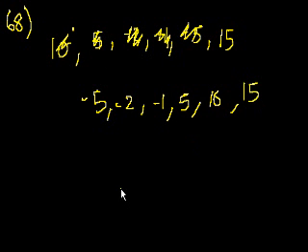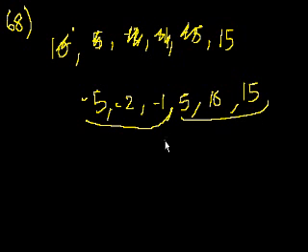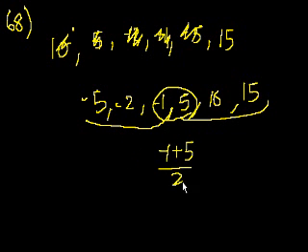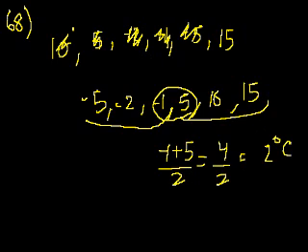So the median, so this is interesting about median. If there is no true middle number, right? You have 3 on this side of negative 1 and less, and you have 3 on that side. So there's no middle number because we have an even number of numbers. So what you want to do is you take the two middle numbers, which are negative 1 and 5, and you average them. So negative 1 plus 5 over 2, which is equal to 4 over 2, which is equal to 2. 2 degrees Celsius, which is choice C.